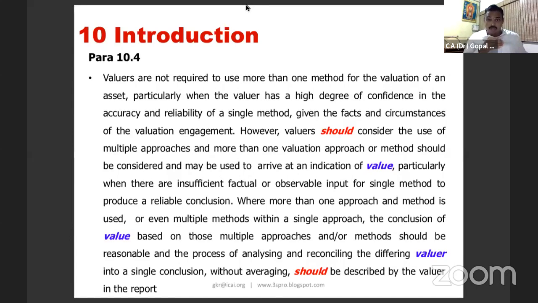Will I add all the 4 and divide by 4? Simple average I will take? No, please wait. There they say the value based on those multiple approaches should be reasonable. This word is very important. Reasonable. That means reason out. You have to reason out. You have to actually find out why you are placing it so. Are you placing equal reliance on all 4? Then you add and divide by 4.